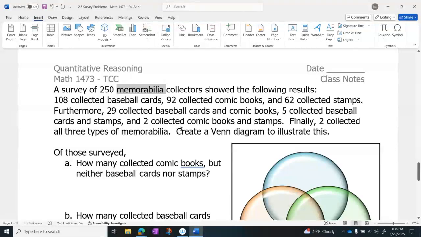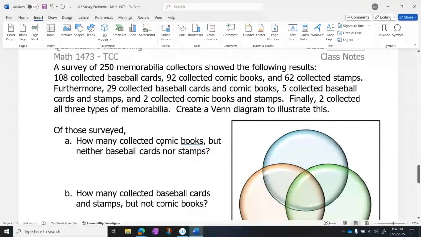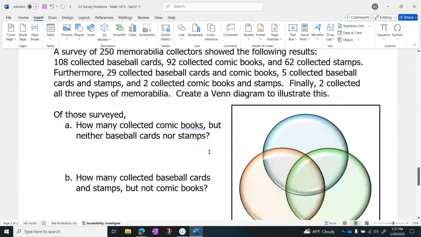A survey of 250 collectors showed the following results. 108 collected baseball cards, 92 collected comic books, 62 collected stamps. Furthermore, 29 collected baseball cards and comic books, 5 collected baseball cards and stamps, and 2 collected comic books and stamps. Finally, 2 collected all 3 types of collections. Create a Venn diagram to illustrate this.